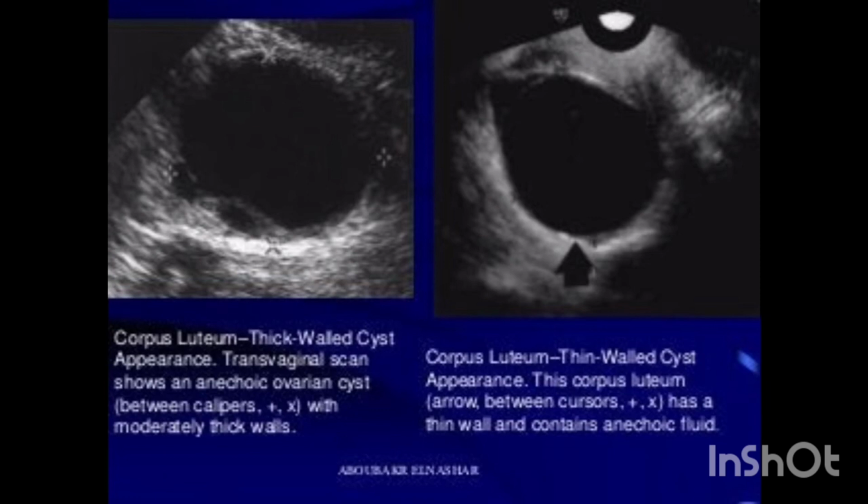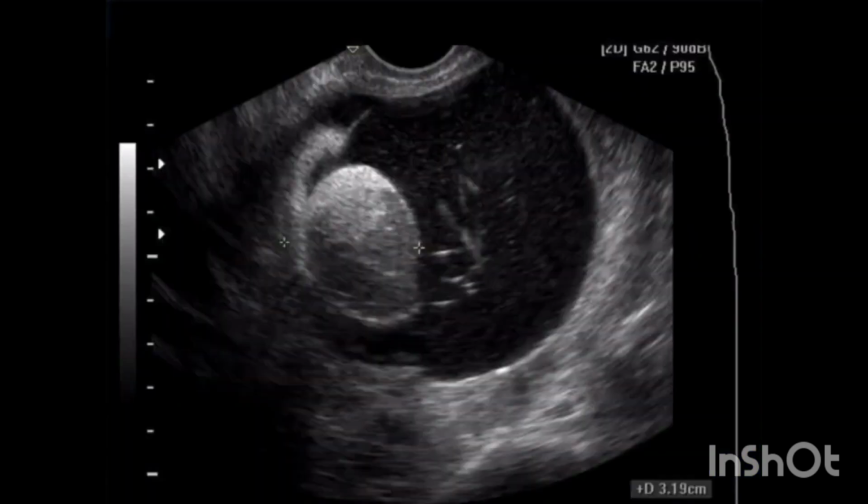Functional cysts are usually harmless. They rarely cause pain and often disappear on their own within 2 to 3 menstrual cycles. There are other types of cysts that are not related to menstrual cycles.